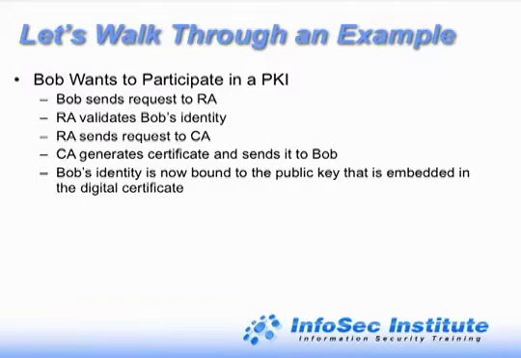Okay, let's walk through an example. Bob wants a PKI certificate. Bob sends a request to the registration authority. The RA validates Bob's identity, again, usually through some sort of personal contact, photo identification, driver's license number, whatnot. The RA sends a request to the certificate authority, or CA. The CA generates the certificate and sends it to Bob. Bob's identity is now bound to the public key that is embedded in the digital certificate.